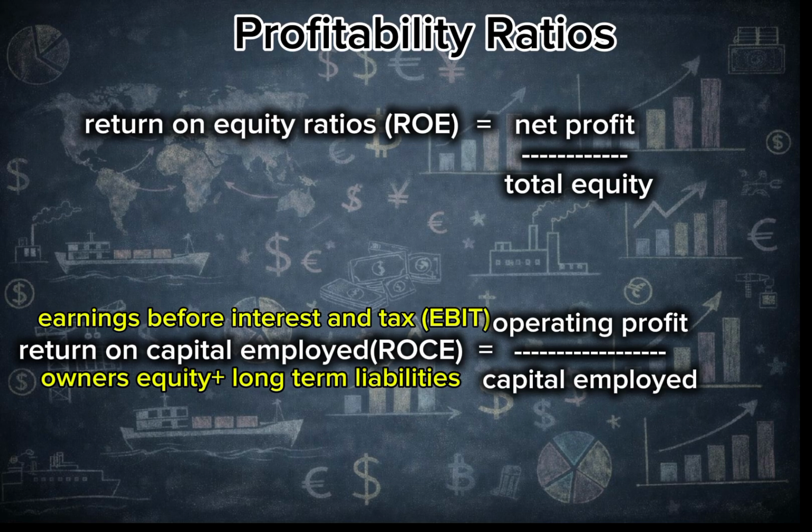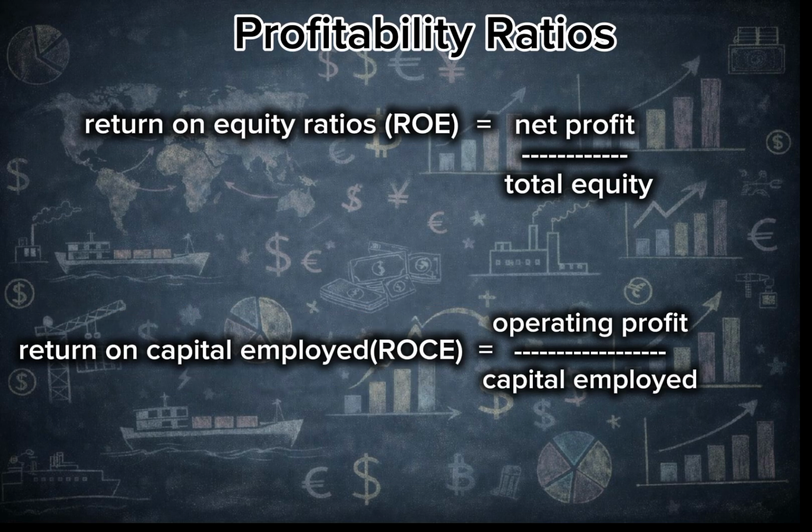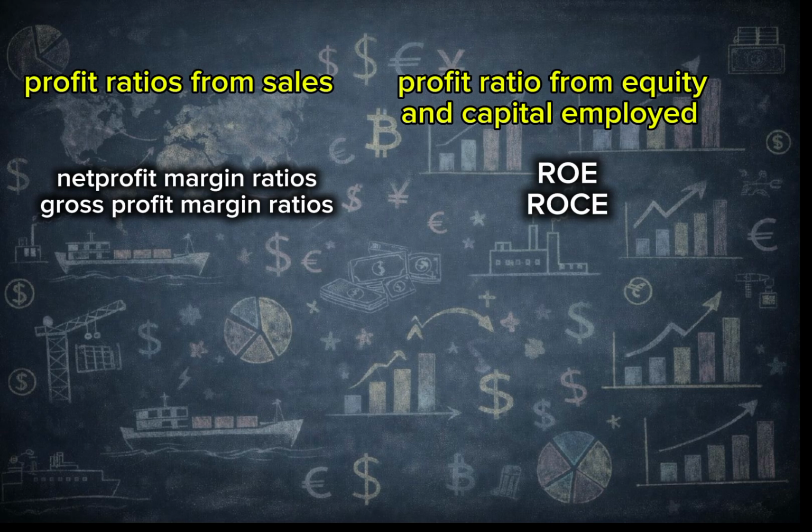So return on capital employed is what? Dividing operating profit over capital employed. You realize that these two ratios I've just talked about, the return on equity and the return on capital employed, look at the company's ability to generate profit from what? From capital employed and total equity. This means we can look at profitability ratios from the ability to generate profit from sales, or from the ability to generate profit from equity and capital employed.